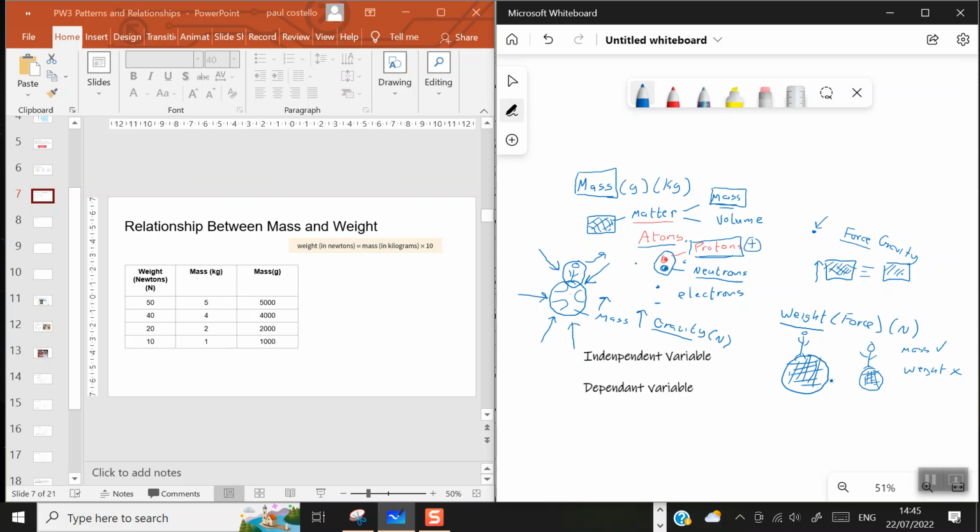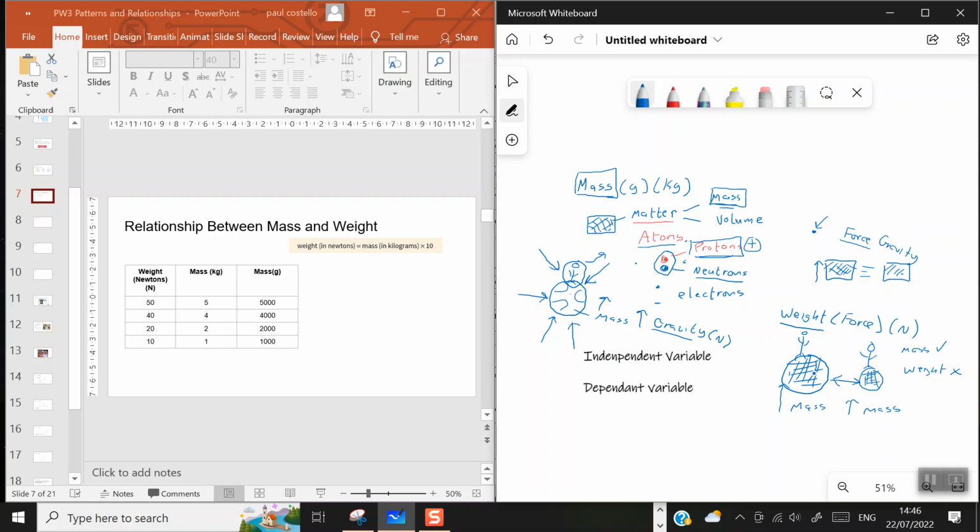Why? Because if you look at the size of the Earth and the size of the moon, the Earth is much bigger. So therefore, the force of gravity from the Earth on your body is much greater than the force of gravity from the moon on your body. Why is that? Because the Earth has a bigger mass. It has a much bigger mass, whereas the moon has a much smaller mass in comparison to the Earth.